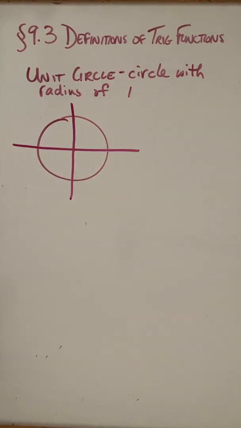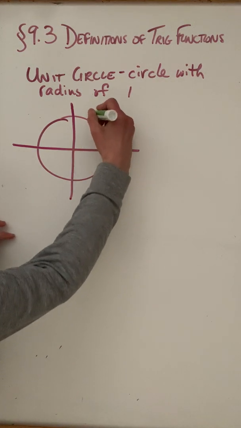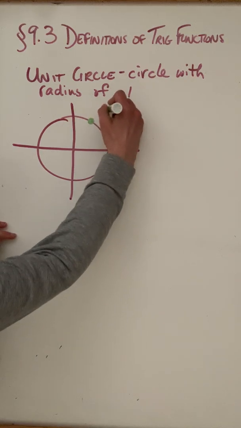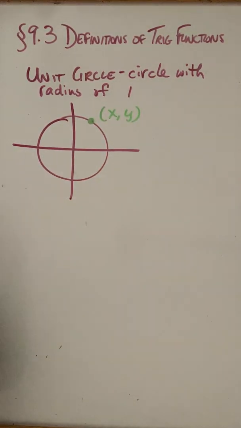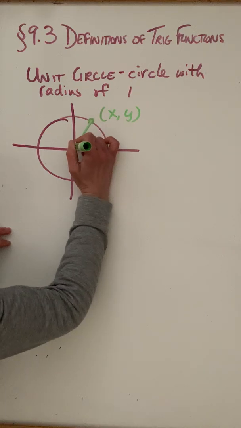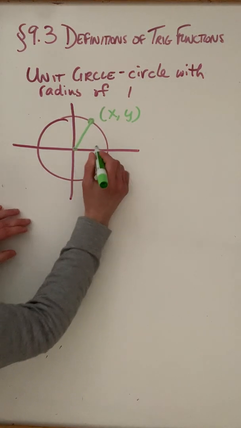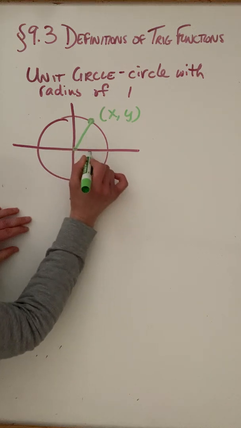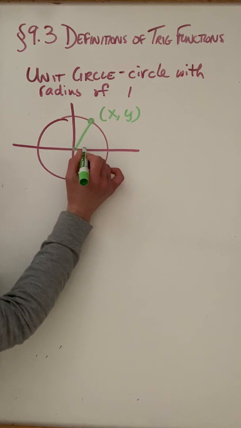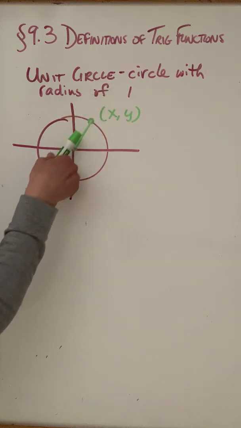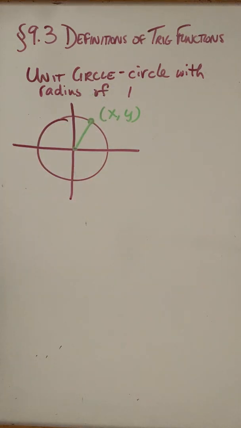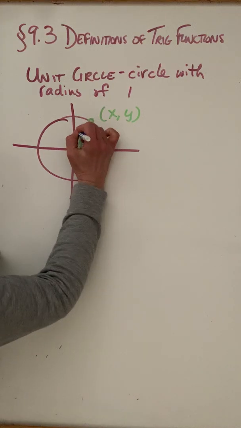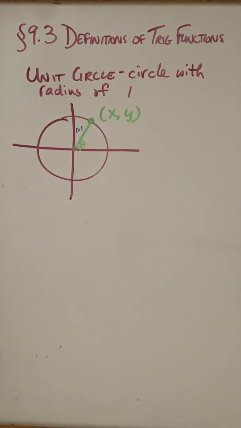So I'm going to draw my coordinate plane on here. And let's suppose that I draw a point somewhere on the circle itself, and we're going to call that point (x, y). If I connect that point to the origin, then essentially I have created an angle in standard position, right? So if I'm starting here on the positive x-axis and rotating until I get to that ray that contains that point on my circle (x, y), then this angle here would just be my angle theta. And I know that since it's a unit circle, the radius is equal to 1, okay?